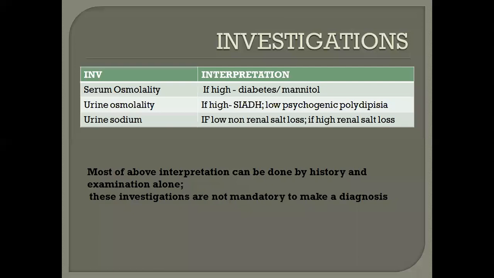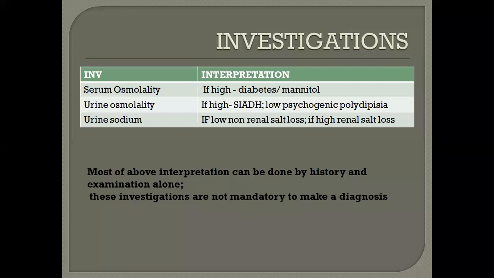Urine osmolality is to be checked if you are suspecting euvolemic hyponatremia. If the osmolality is high, then it is likely SIADH. But if it is low, that means the patient may be drinking large amounts of water or may have psychogenic polydipsia. Urine sodium is performed if you are handling either hypovolemic or hypervolemic hyponatremia and you're not sure whether it is a renal loss or a non-renal loss. If urine sodium is low, then it's a non-renal loss. If urine sodium is high, that means it is a renal salt loss.